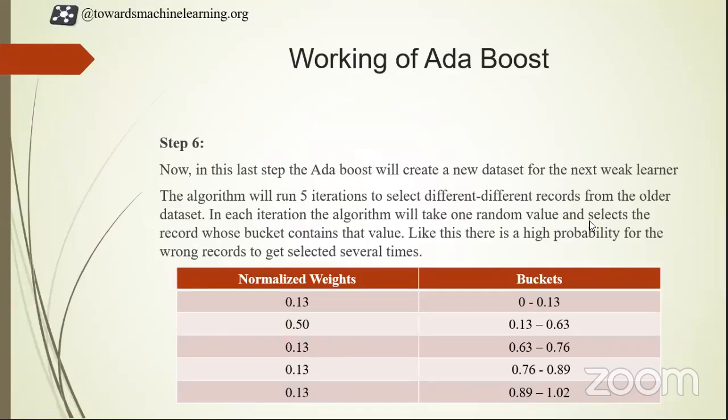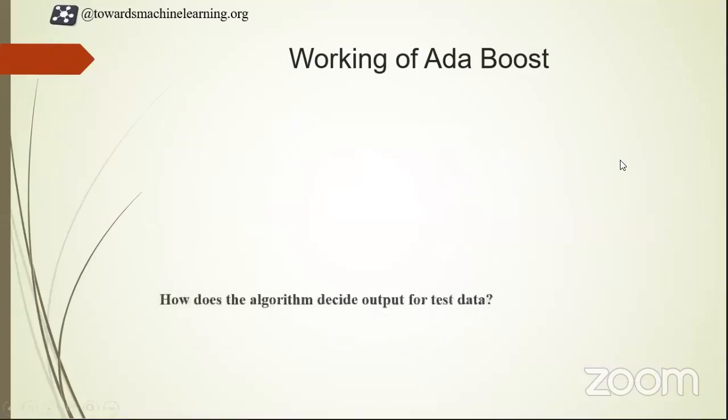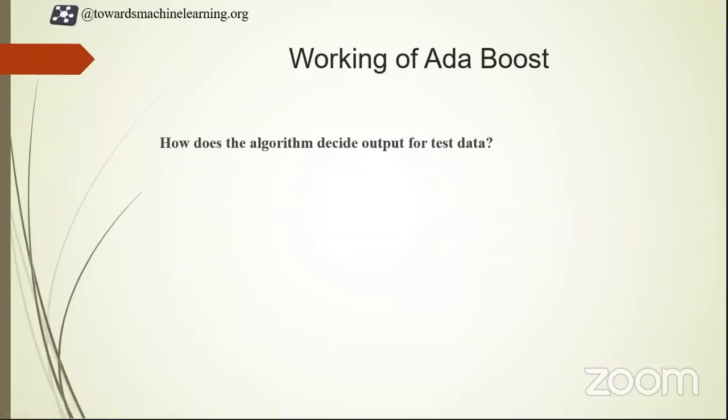Okay, so this is basically how AdaBoost works. Now, how does the algorithm decide the output for the test data? This is all we have done for the training data. We have trained the algorithm. Now when you pass the test data, how does AdaBoost work with that test data?